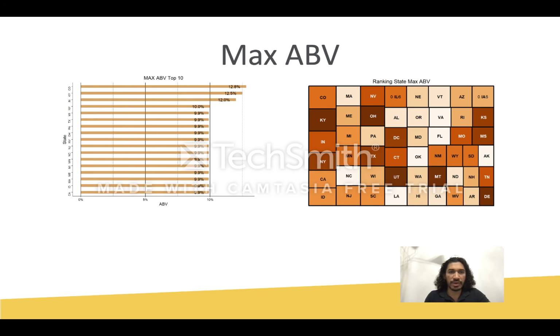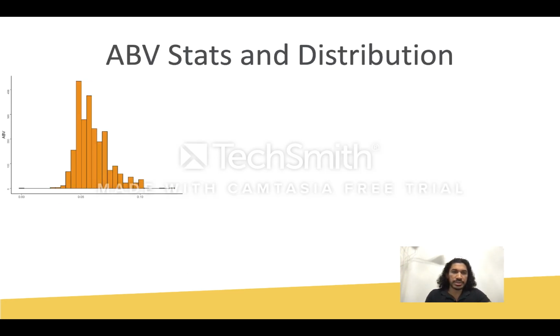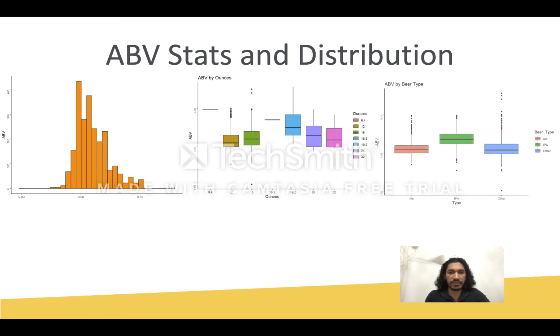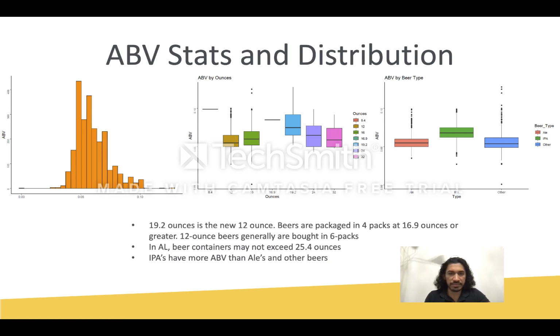For maximum ABV, we found that Colorado has the highest alcohol content by volume, and Utah delivered the lowest. We also did some statistical analysis on our data to make sure that we have proper data. There might be some outliers on the left and the right, but the data is almost normal, and we also have enough observations, so we use the central limit theorem to meet our assumptions. On the right we have three different types of beer, ale, IPA, and other, and we can see that IPA is the highest among all three.